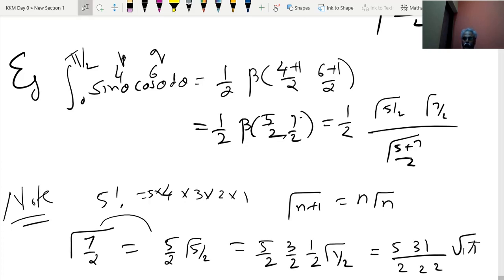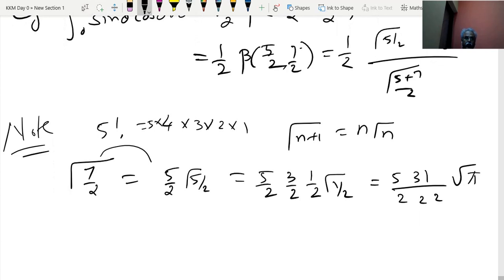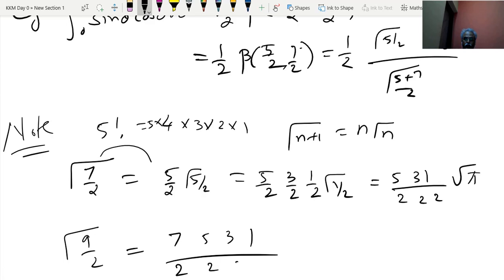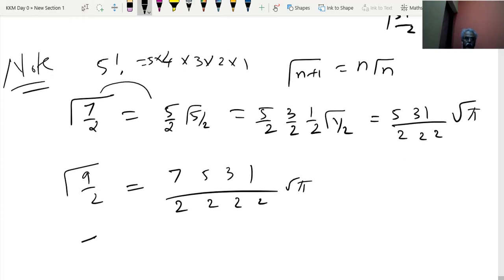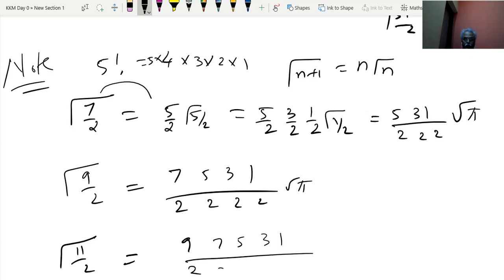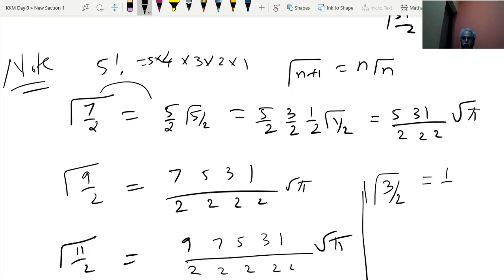So let us extend it for some more. Suppose I am asked to find gamma of now 9 by 2. If it is 7, it starts from 5. If it is 9, it starts from 7, 5, 3, 1 by every time 2 into 2 into 2 into 2 root pi. If it is gamma 11 by 2, then what happens? One more factor is added in the numerator and denominator. So 11 minus 2 is 9, 9, 7, 5, 3, 1 by every time you have to write 2 into 2 into 2 root pi. Then this should become easy for you. Gamma 3 by 2 is half gamma half, and gamma half is root pi.